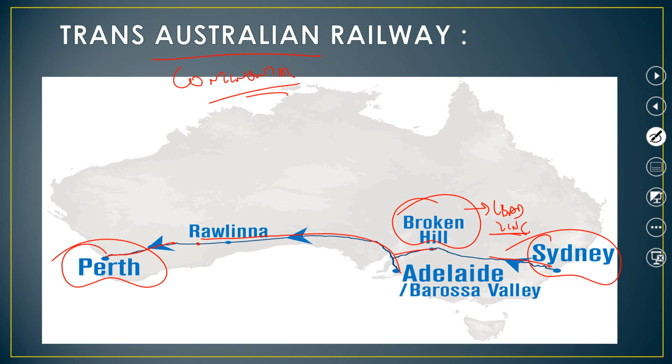One branch line goes towards Melbourne, the capital of Victoria, and the second branch line goes towards Alice Springs en route to Darwin. So we can conclude that the Trans-Australian Railway has a substantial role in connecting the western and the eastern halves of the continent.